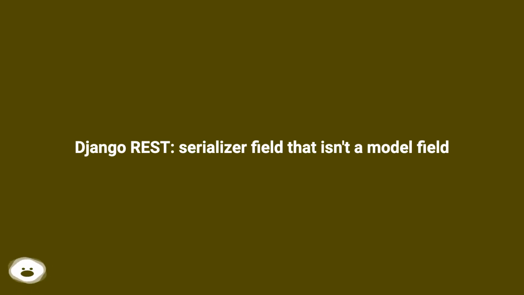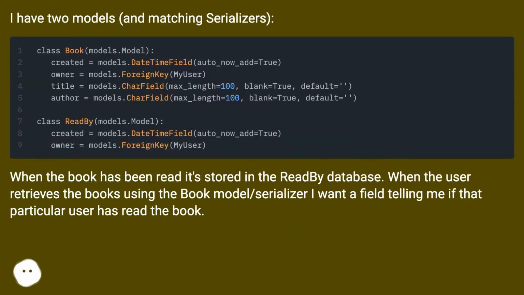Django REST serializer field that isn't a model field. I have two models, and matching serializers.